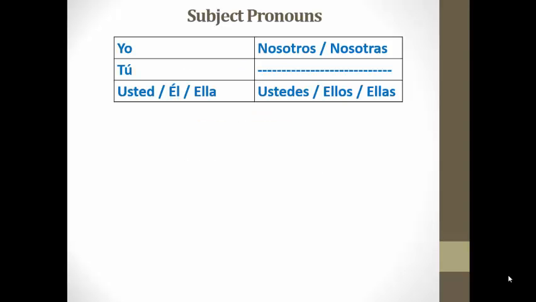Here is a table of subject pronouns in Spanish. The table has 10 subject pronouns that you need to get to know as soon as possible. The first one is yo. The second one is tú. Then we have usted, él, ella. Those are all singular. On the right side of the table, we have plural subject pronouns. Nosotros, nosotras, ustedes, ellos, and ellas.